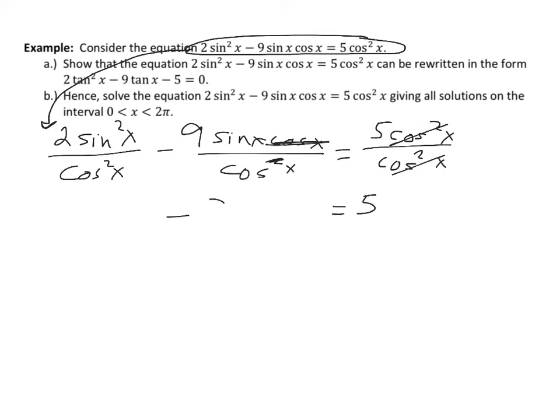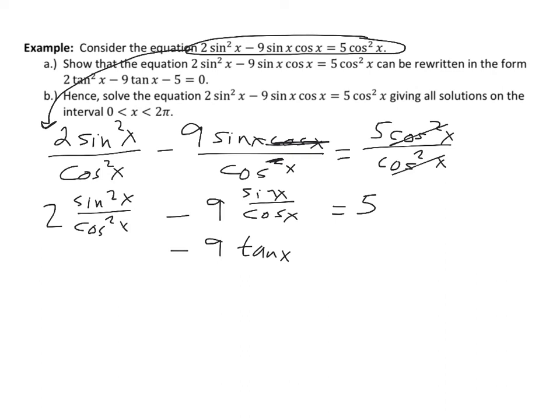So that's going to leave me with 9 sine x over cosine x. And over here, it looks like I'm just left with sine squared x over cosine squared x. But the good news, of course, is that sine x over cosine x is tangent x, and sine squared x over cosine squared x is tangent squared x. And then if I just subtract this 5 over, there we go. We finished part A.